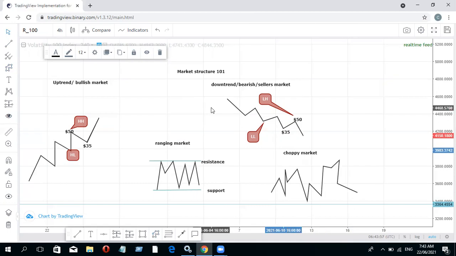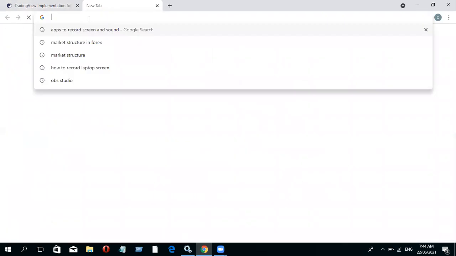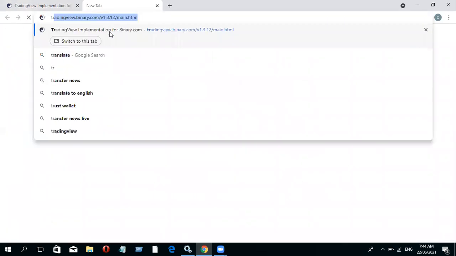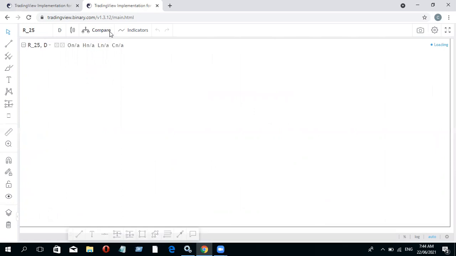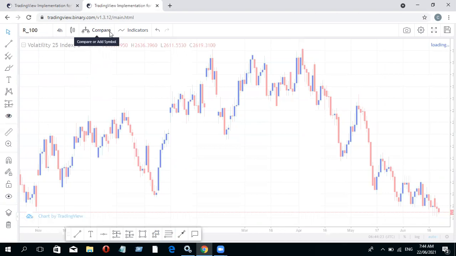Then, well, let's look at it on real charts so we can understand and identify these kinds of markets. So whenever you come to your chart, the first thing you want to know is what kind of market this is. Is it bullish? Is it bearish? Is it a range or choppy?